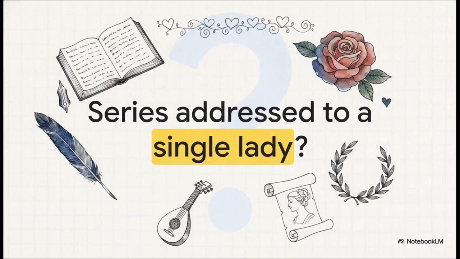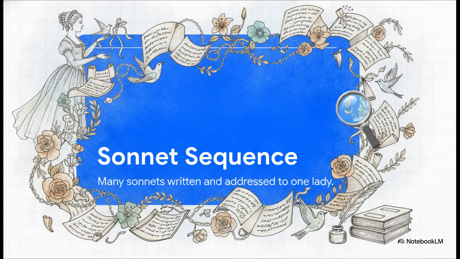And when we say craze, we mean a full-blown cultural obsession. Elizabethan writers weren't just casually dropping 1 or 2 of these poems, they were going all in on massive interconnected collections. That brings us to question 6. What term is used to describe a series of sonnets addressed to a single lady? Is it A, a lyric cycle, B, a Petrarchan ode, C, a sonnet sequence, or D, a quatrain collection? Read through those options and pick your answer. The correct answer is C, a sonnet sequence.